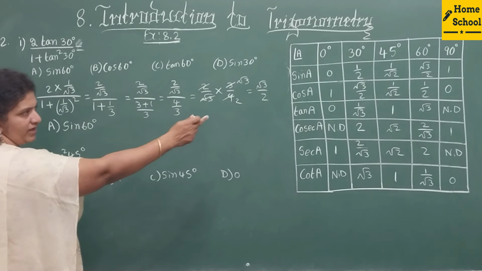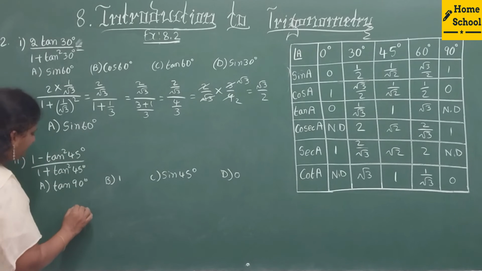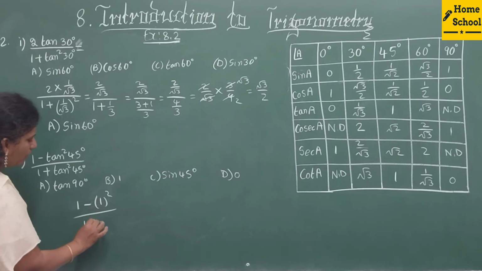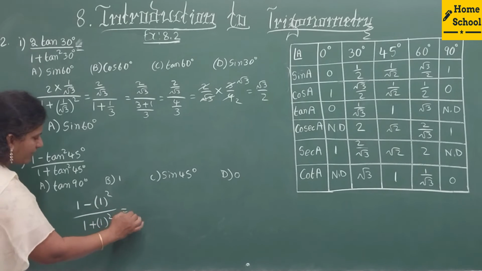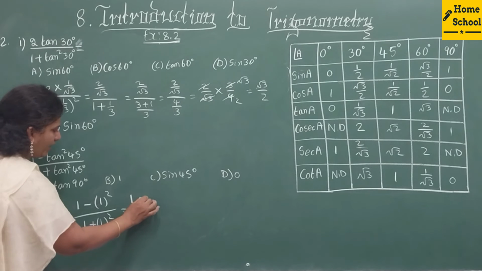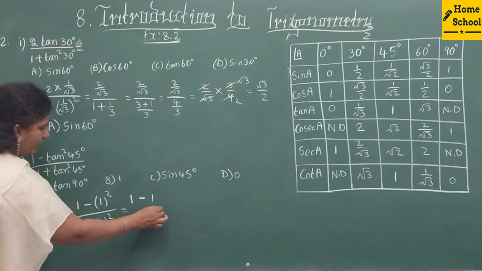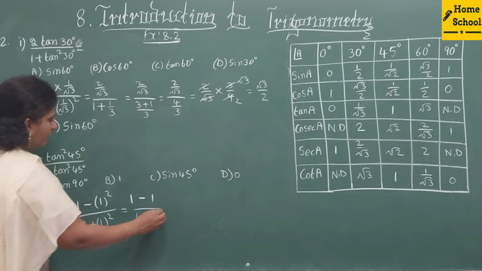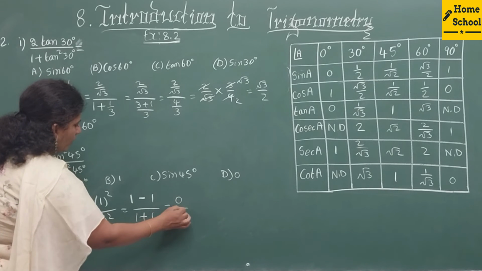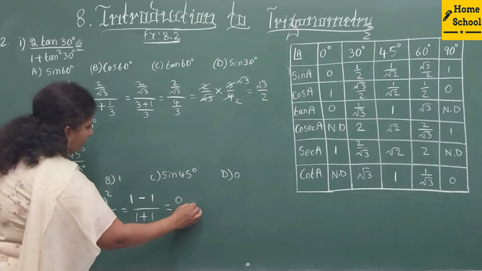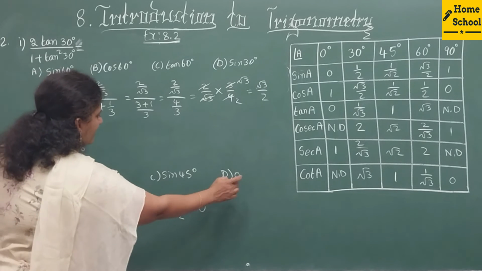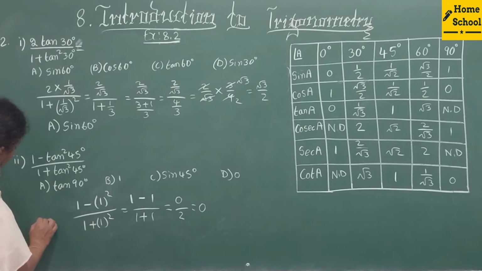Second one, 1 minus tan square 45 degree by 1 plus tan square 45 degree. What is tan 45? Value is 1. Substitute here. 1 minus 1 whole square by 1 plus 1 whole square. That is equal to 1 minus 1 ones are 1 whole divided by 1 plus 1 ones are 1. 1 minus 1 is 0. 1 plus 1 is 2. 0 by 2 is 0. Search for the value here. 0 you have. Yes, your answer is option D, 0.